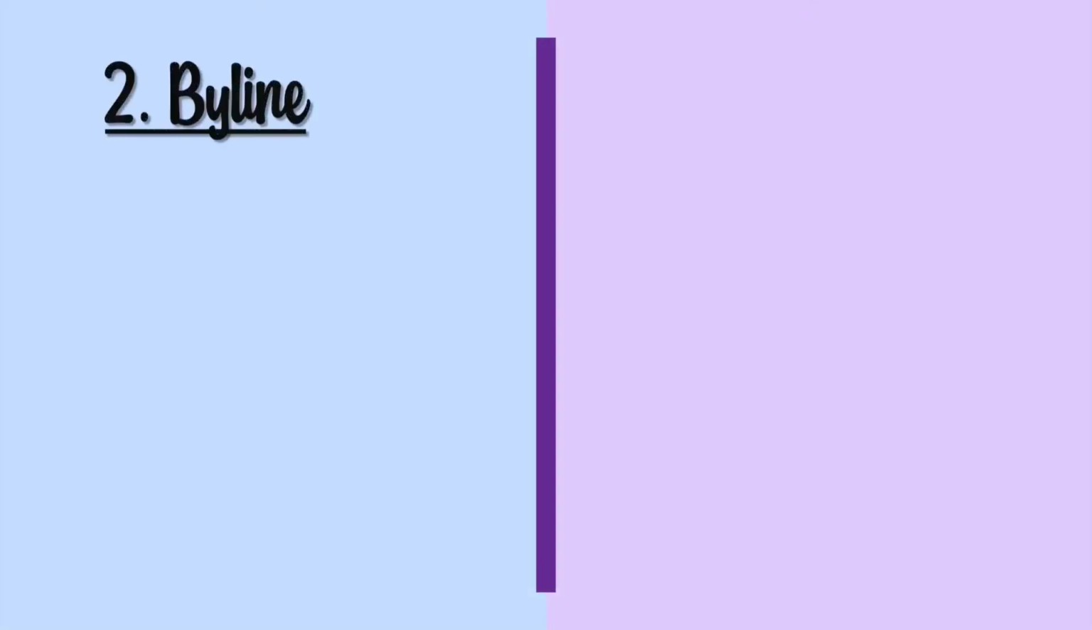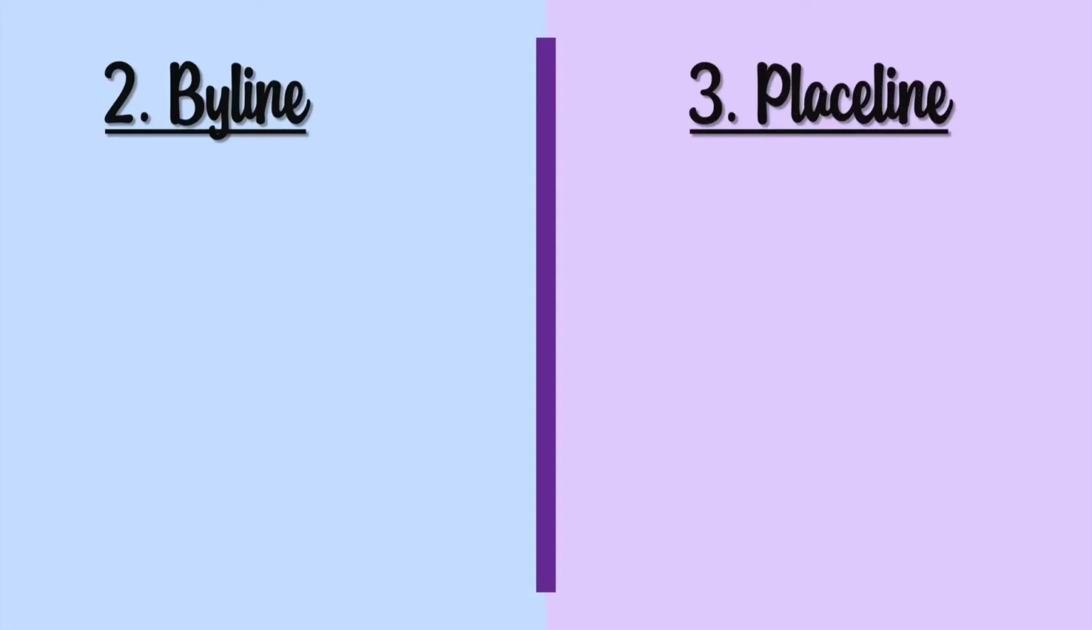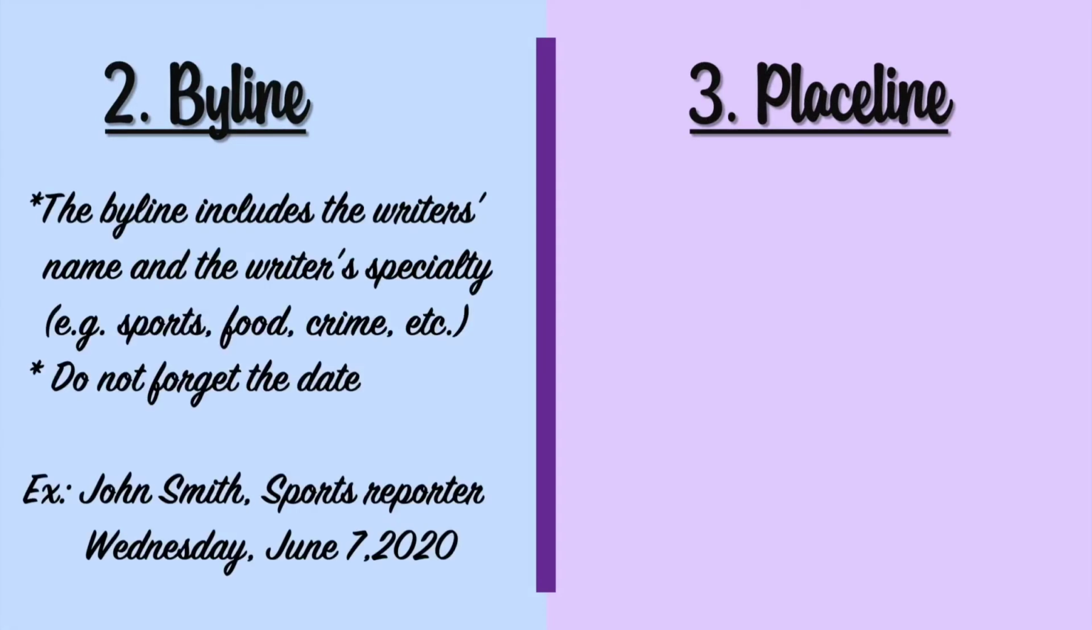Then we have the byline and we have the placeline. The byline includes the writer's name and the writer's specialty. Example: sports, food, crime, etc. Do not forget the date here. Example: John Smith, sports reporter. Date: Wednesday, June the 7th, 2020.